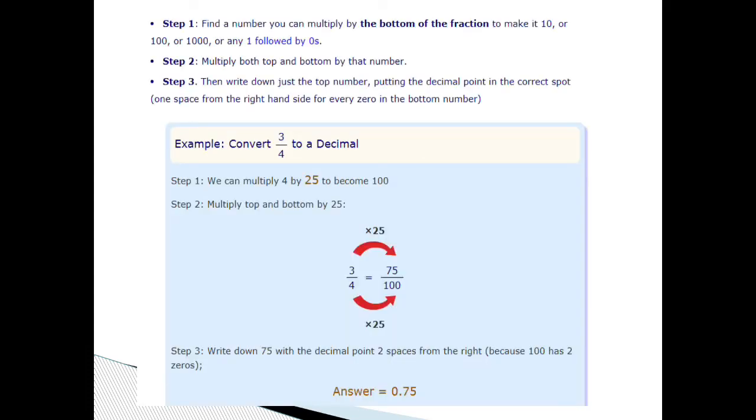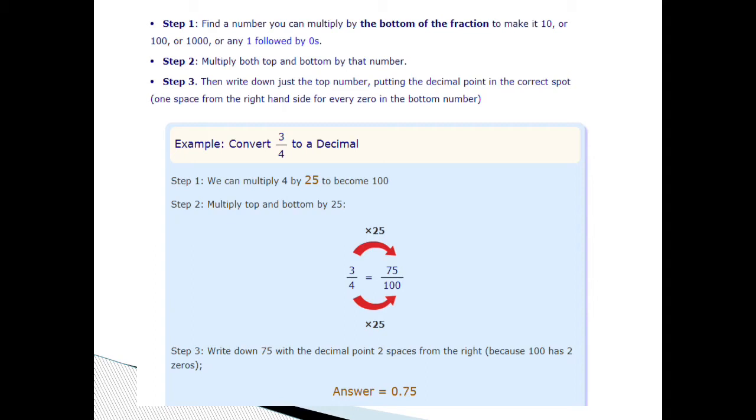To convert a fraction to a decimal, here are some steps one can follow. Step 1. Find a number that you can multiply by the bottom of the fraction to make it 10, or 100, or 1,000, or any of the ones followed by zeros. Step 2. Multiply both the top and the bottom by that number. Step 3. Then write down just the top number, putting the decimal point in the correct spot, one space from the right-hand side for every zero in the bottom number.